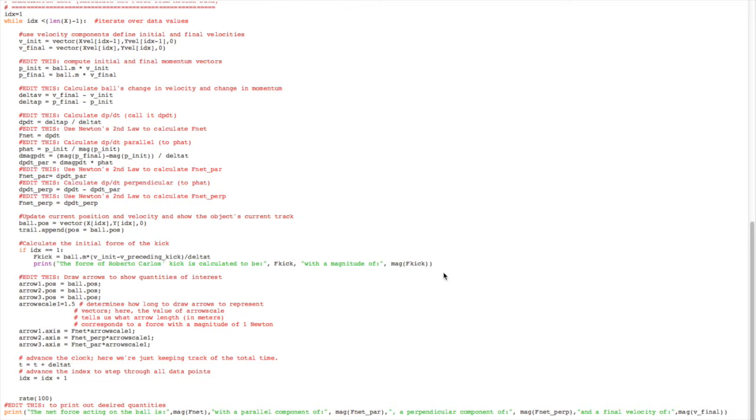To find the force of Roberto Carlos's kick, I added in this bit of code here. So I manipulated Newton's second law to solve for F net, which is represented in the variable F kick here, and used the first velocity value as the final velocity and the initial velocity value as the velocity preceding the kick.